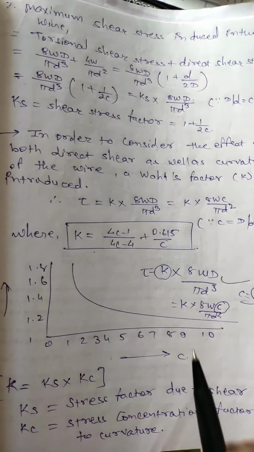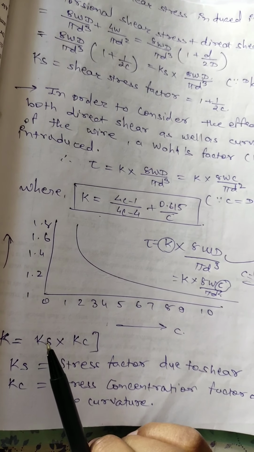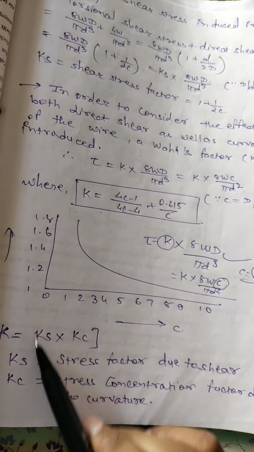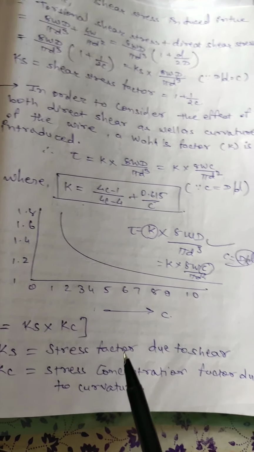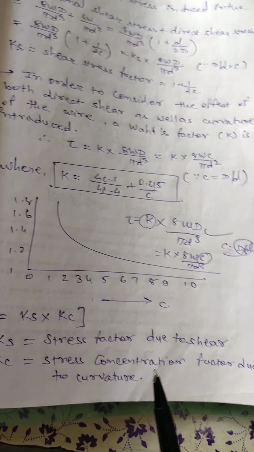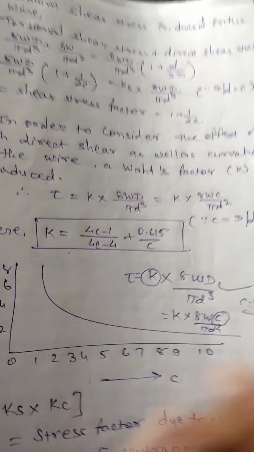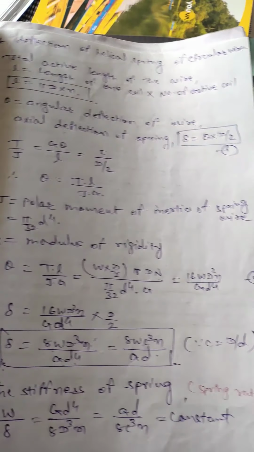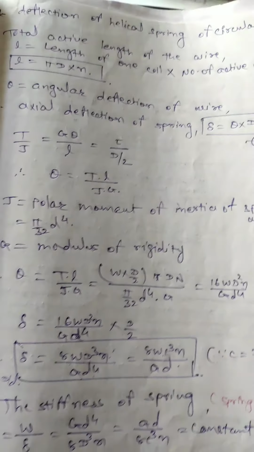This is the curvature effect diagram, Wahl's factor versus spring index. Wahl's factor can be calculated as Ks multiplied by Kc. If in an example Ks and Kc are given, we can calculate Wahl's factor also, if the spring index is not given. Here Ks is the shear stress factor due to shear and Kc is the stress concentration factor due to curvature. Okay, you understand what is a spring, what is the spring index, what is the shear stress theory, what is Wahl's factor. And another thing is that now we will see the deflection of helical springs.